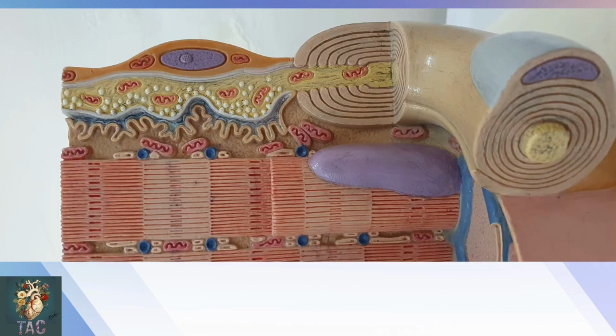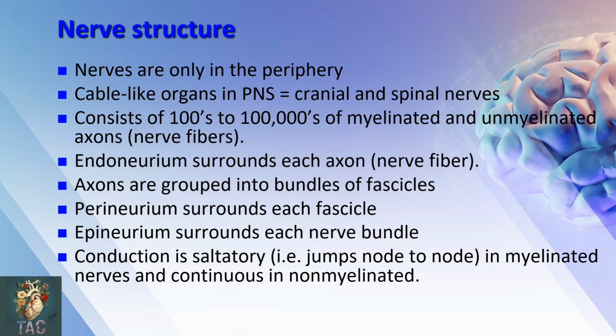So this is the enlarged view of the same model, in which you can see the presynaptic membrane, the white colored synaptic vesicles, the blue colored synaptic cleft, and this area is the postsynaptic membrane formed by the sarcolemma of the skeletal muscle. So now we move on to the nerve structure.